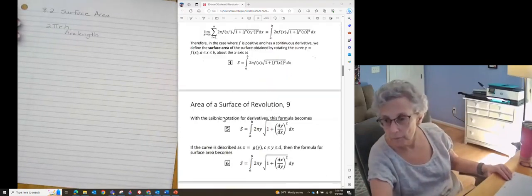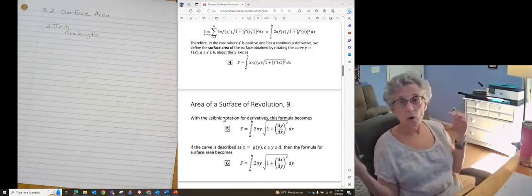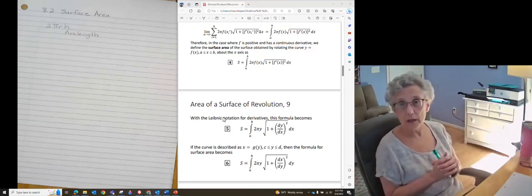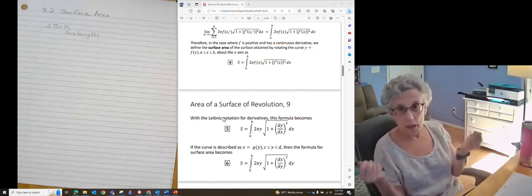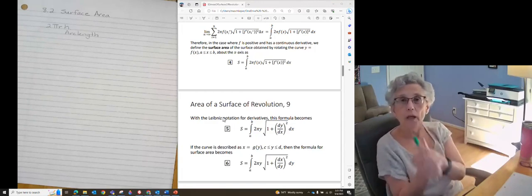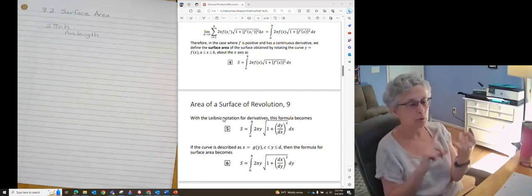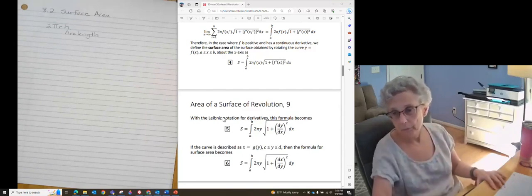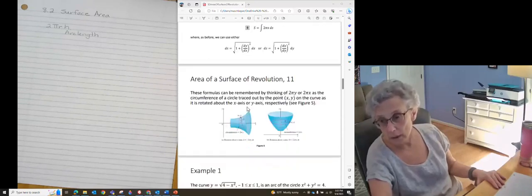And there it is. You can do it with respect to x or with respect to y. That's one of the friendly things about surface area. It doesn't matter whether you measure with respect to x or with respect to y, just like arc length didn't. Do whatever is easier. The important thing is to make sure you have the right thing for your radius. So we'll go through and do some.